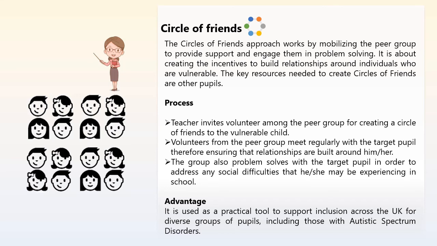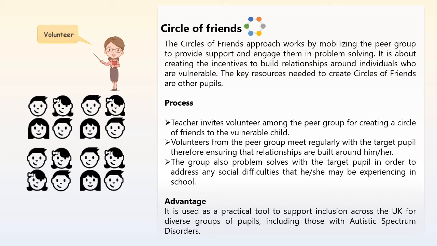It was one of a range of strategies used to encourage the inclusion of children with disabilities into mainstream settings. The circle of friends approach works by mobilizing the peer group to provide support and engage them in problem solving. It is about creating the incentives to build relationships around individuals who are vulnerable. The key resources needed to create circles of friends are other pupils.